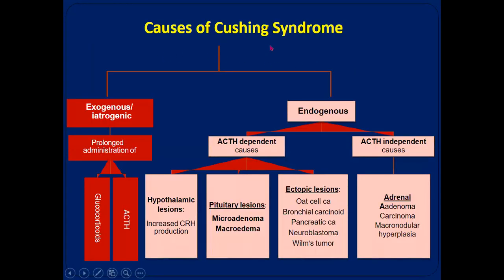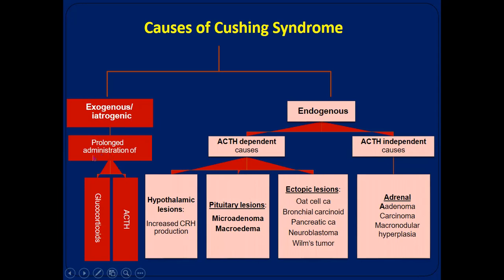Now, the causes of Cushing syndrome. First of all, the most common causes of Cushing syndrome, or the increased cortisol level or hypercortisolism, are the exogenous or iatrogenic. Iatrogenic means given by the medication or by the healer. These are the exogenous causes and they cover more than 50-60% of the cases of hypercortisolism.